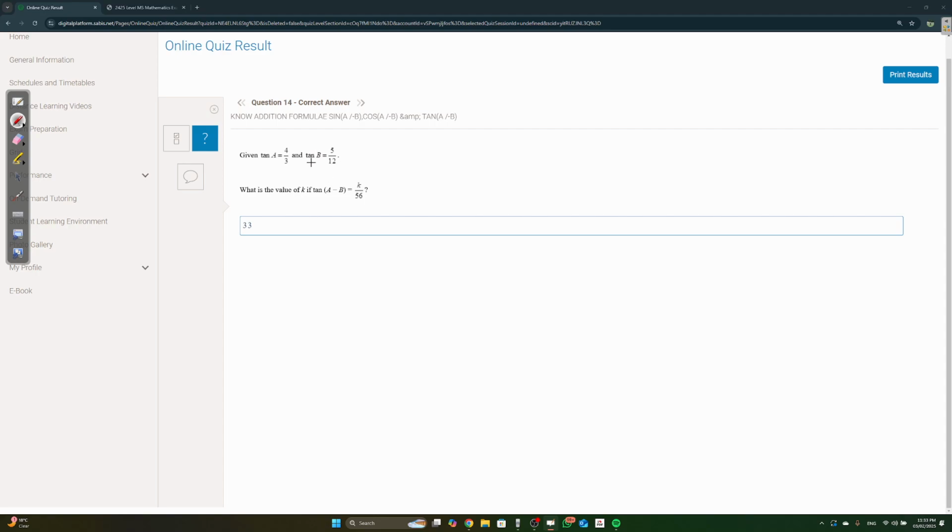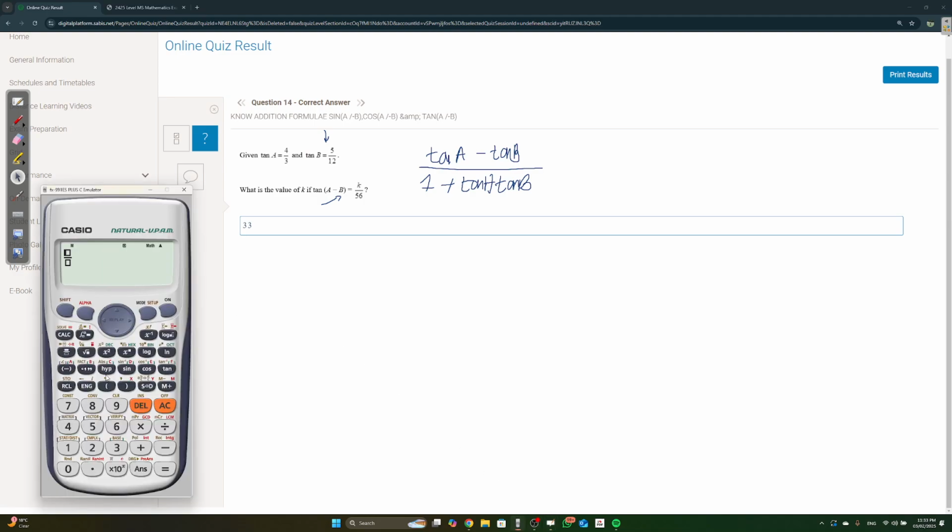Given tan A is 4 over 3 and tan B is 5 over 12, what is tan A minus B? Tan A minus B is tan A minus tan B over 1 plus tan A tan B. Okay? Remember, sum over product. The sign up is the same as the sign here. The sign down is opposite. Okay? So it's going to be tan A minus tan B.